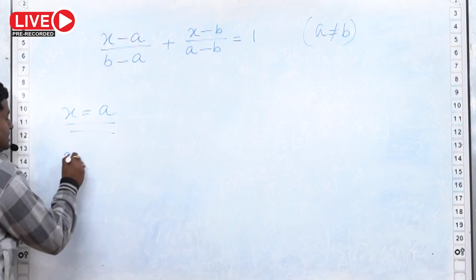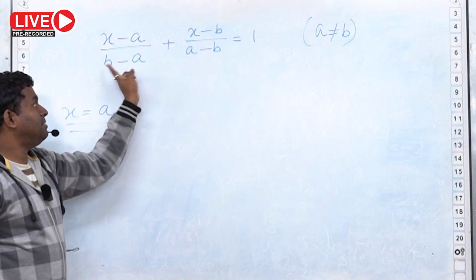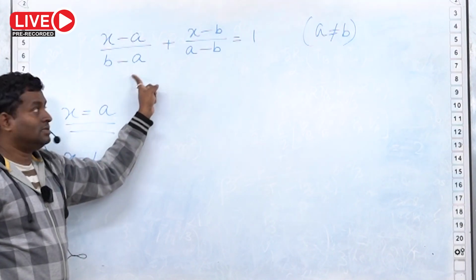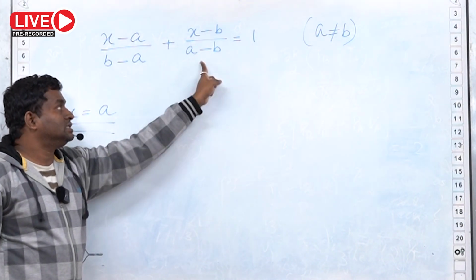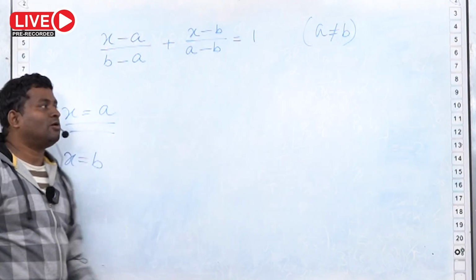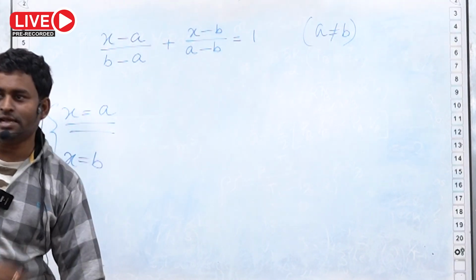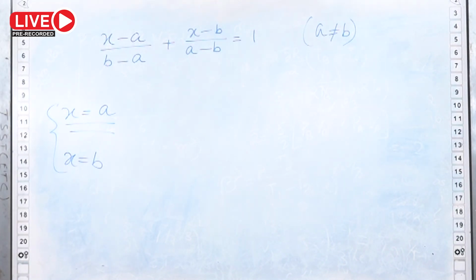Okay, let us check x equal to b. B minus a by b minus a, that is 1. B minus b is 0, so this is 0. So 1 plus 0 is 1. 1 equal to 1, it is satisfied. So how many roots? It's a linear equation. How can 2 roots come?